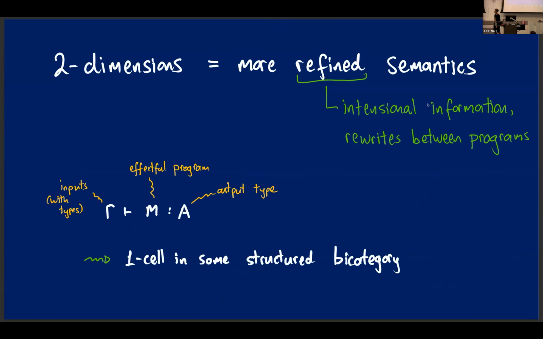Okay, so the point of view we're going to take here is that we're going to take this kind of program that we had before, and instead of thinking about it as an arrow in a category, we're going to think about it as a one-cell in a bicategory. And the kind of structure we're interested in is a similar version to the structure that we were interested in in the one-dimensional setting.